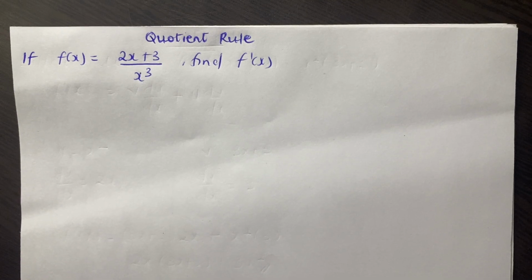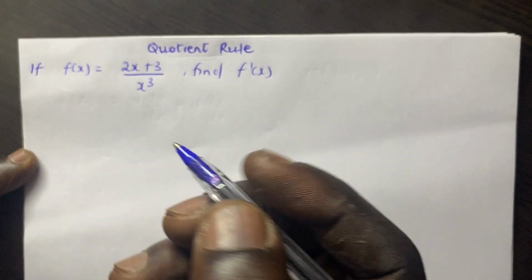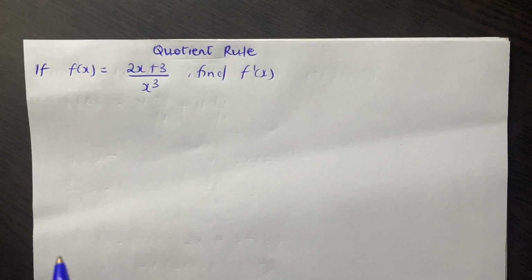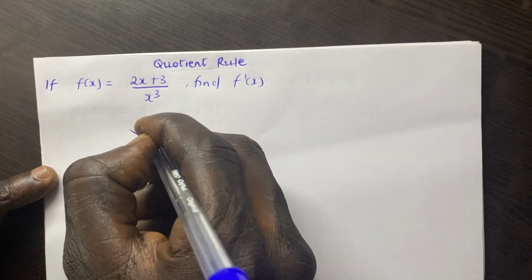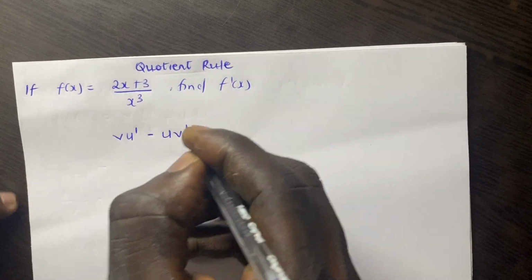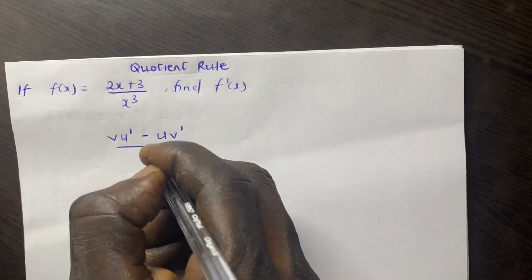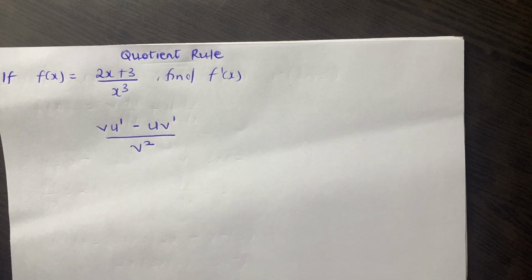So whenever you have a quotient rule or a quotient question like this, what you have to do is to write down your formula so that you don't get confused, right? So your formula is v u prime minus u v prime all over v squared, right? So let's go into this and then you get it better.